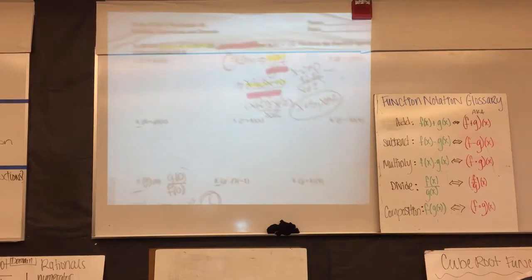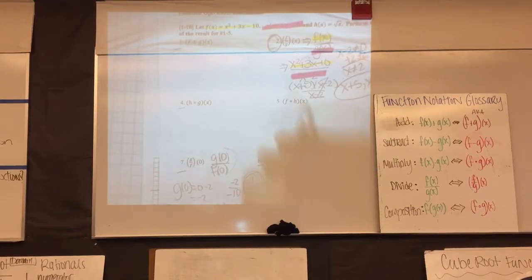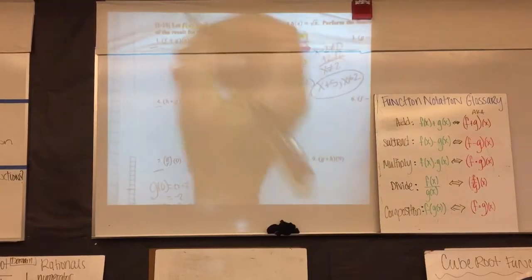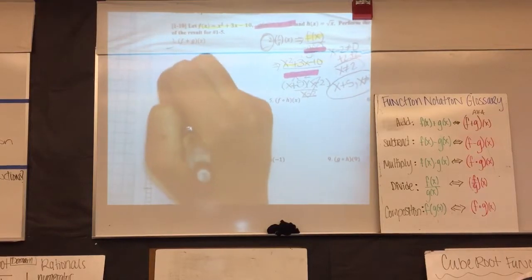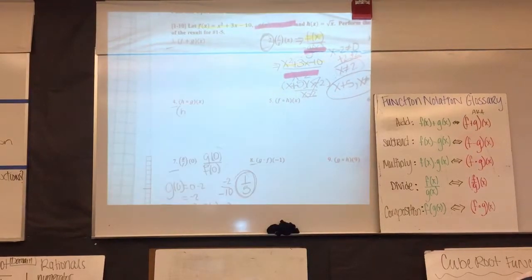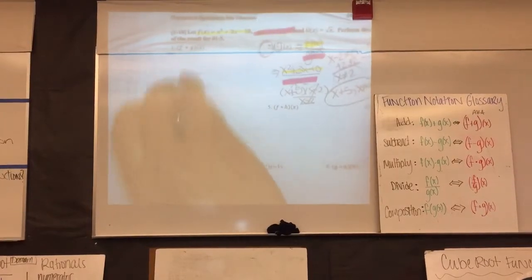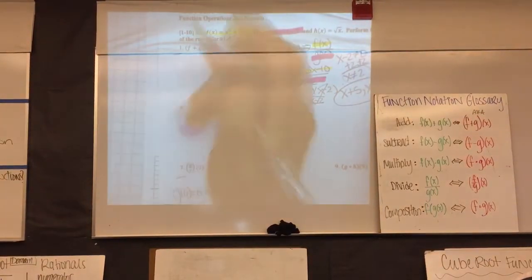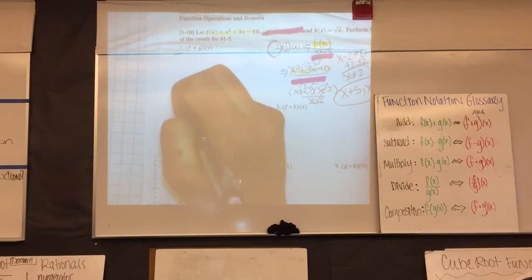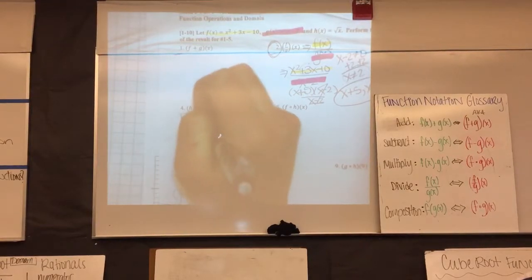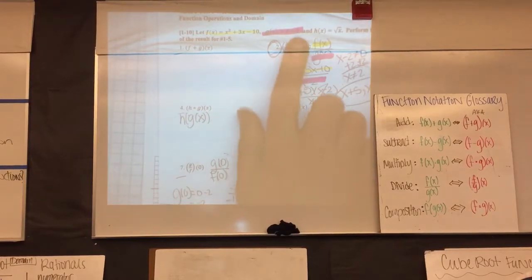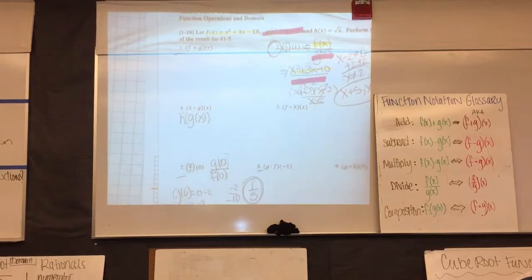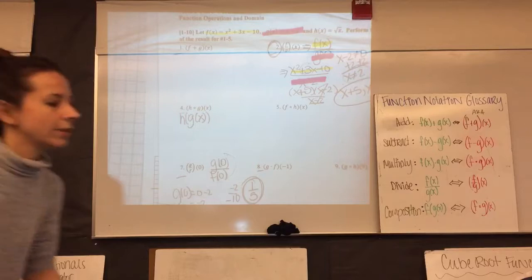With number 4, you are asked to find the composition of h with g. This notation means that I have a function h, and I'm going to insert the function g into that function of h. So I have to look above to see what the function is for g, and the function for g is x plus 2. Grab a highlighter there.